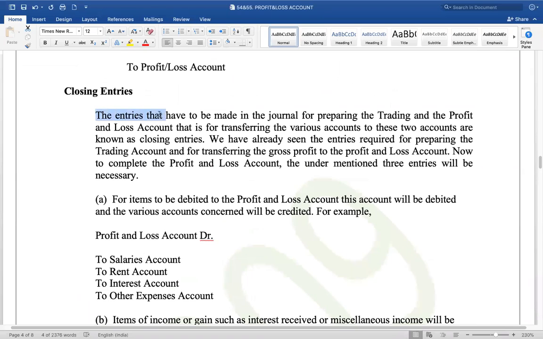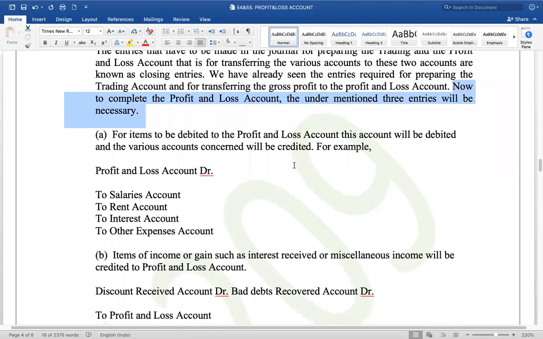And last of all, you have closing entries. The entries that have to be made in the journal for preparing trading and profit and loss account, for transferring various accounts to these accounts, are known as closing entries. We have seen the entries required for preparing the trading account and for transferring the gross profit to the profit and loss account.